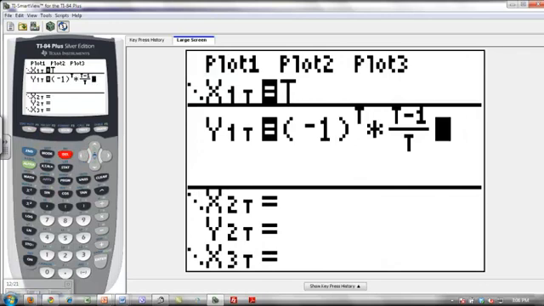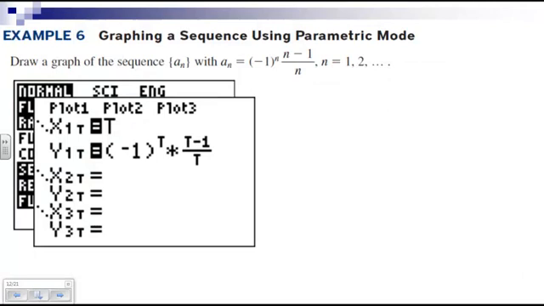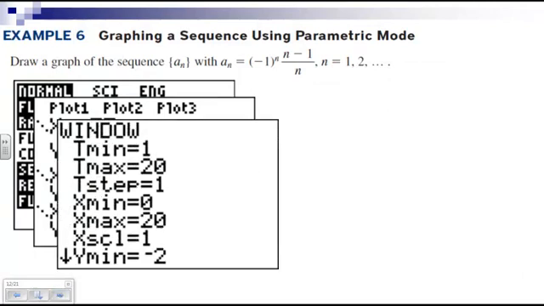There we go. So there's setting up the expression. Now what do we do after that? We're going to go into our window and we're going to set where t is going to start. Again, t is our subscript. We want it to start at 1, and we want it to get bigger by 1, and that's why t's step is 1. So t is just n. T is n, exactly.